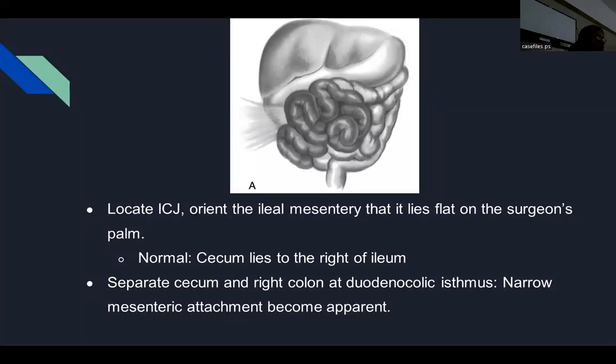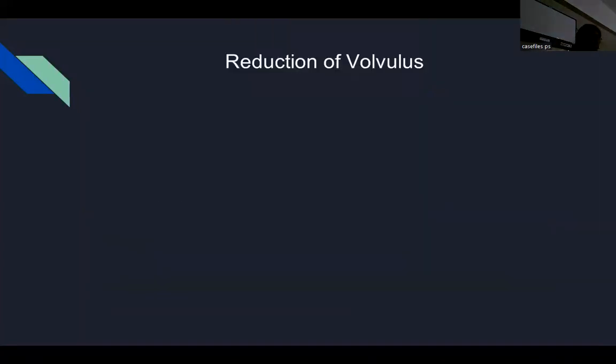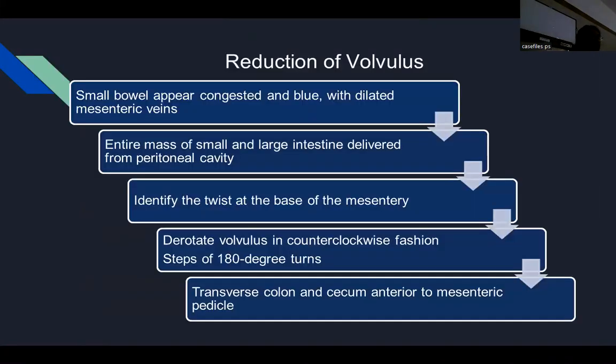When we separate this, the narrow mesenteric attachment can become apparent. So coming to the reduction of the volvulus, the small bowel appears congested when we open the abdomen. If there is presence of volvulus, usually the small bowel will be congested or blue, and there can be dilated mesenteric veins as well.